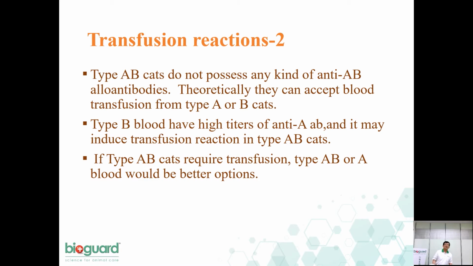Although type AB cats do not possess any anti-A or anti-B alloantibody, theoretically they should be able to accept blood transfusion from type A or type B cats. But because type B blood has a high titer of anti-A antibody, if the type AB cats get whole blood from type B cats, those anti-A antibodies will attack the A antigen on type AB's red blood cells. If the type AB cats require transfusion, type AB would be the best choice. And if you cannot find any better option, then type A blood would be much better than type B blood.